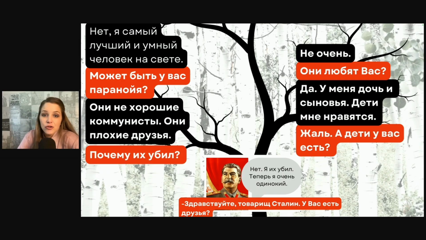Okay, then here's another branch we could take this conversation. Жаль, right? So, oh, that's a pity that you're lonely. А дети у вас есть? What are we asking there? We ask him, do you have children? А дети у вас есть? And he says, у меня дочь и сыновья. Дети мне нравятся. So he had a daughter and sons as well. Remember, сыновья is our irregular plural. And then we say, они любят вас. Do they love you?